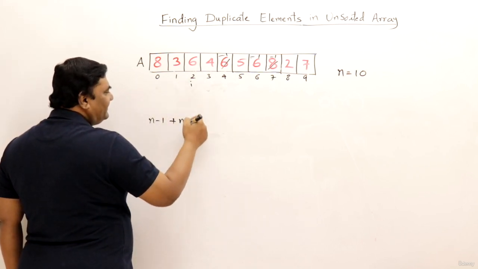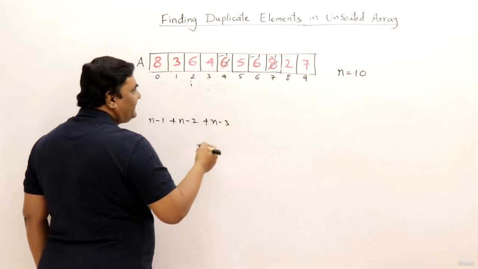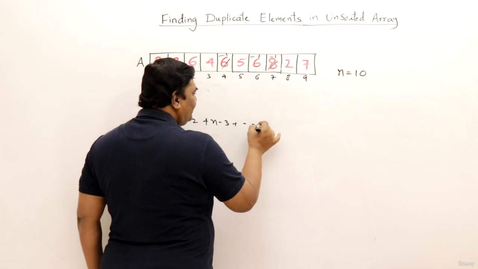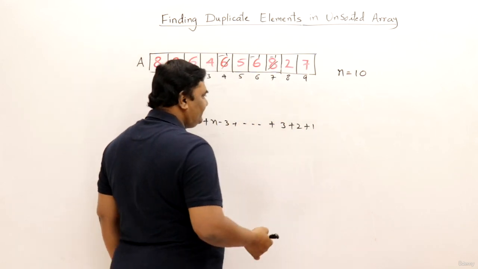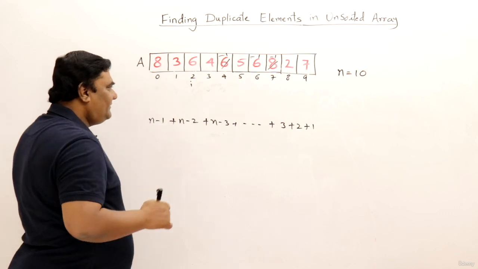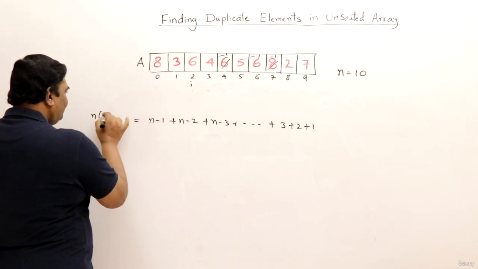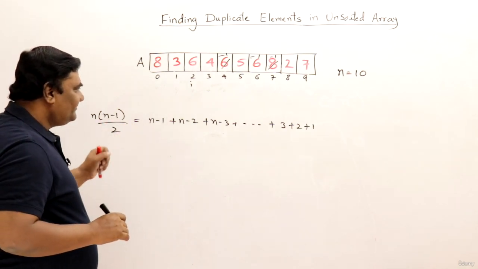Then being on 6, I am comparing n-3 elements. So n-3 comparisons I am performing. Then in the same way it goes on reducing, up to the last 3 comparisons, 2 comparisons and 1 comparison. So these many comparisons I am doing. So total how many comparisons are these? These are n into n minus 1 by 2.